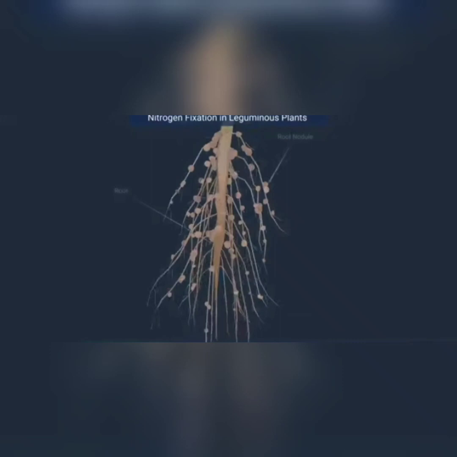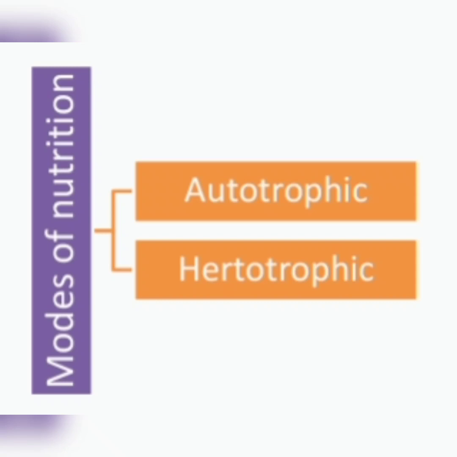Okay, children? Yes. Next, we are going to discuss other modes of nutrition in plants. Here, we can see there are two types of nutrition that take place in plants. We already discussed this in our previous class. Autotrophic mode of nutrition means a plant synthesizes its own food by itself. Here the word itself says what it is. Auto means self and trops means nourishment.